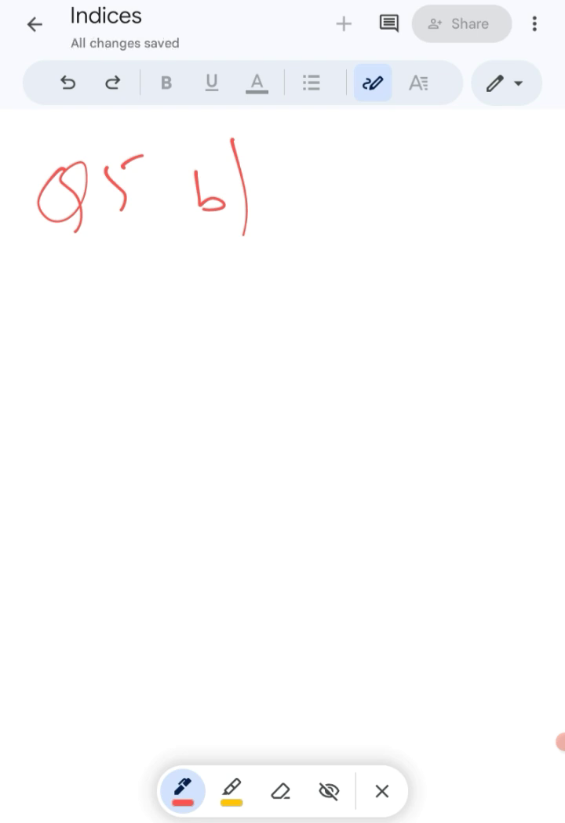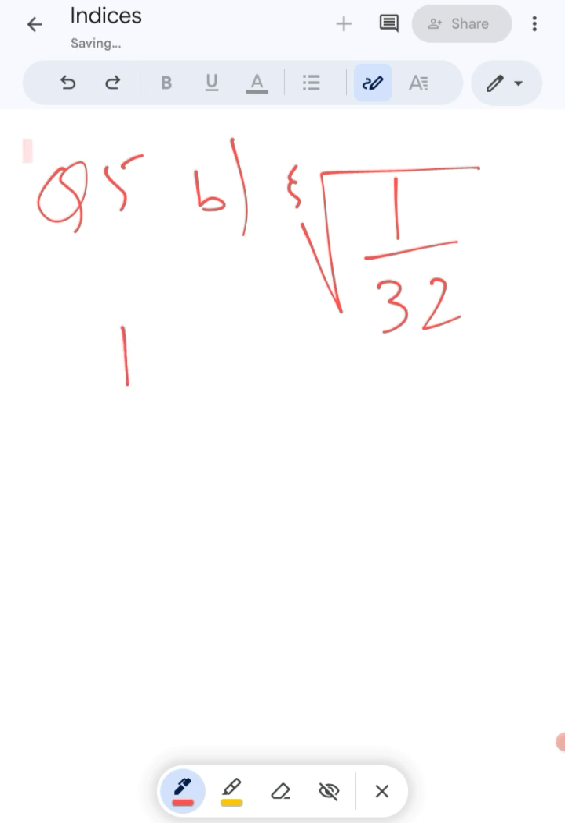Now if a question is written like this, 1 upon 32, and outside the power is 1 upon 5, this means I need to do the root of 1 as well as 32, right? So I know that root of 1 is 1. Either it's a cube root, or a root of 5, or anything. So let's put the 5th root here, the root of 1 and the root of 5, 32. Separately I am writing both of them.